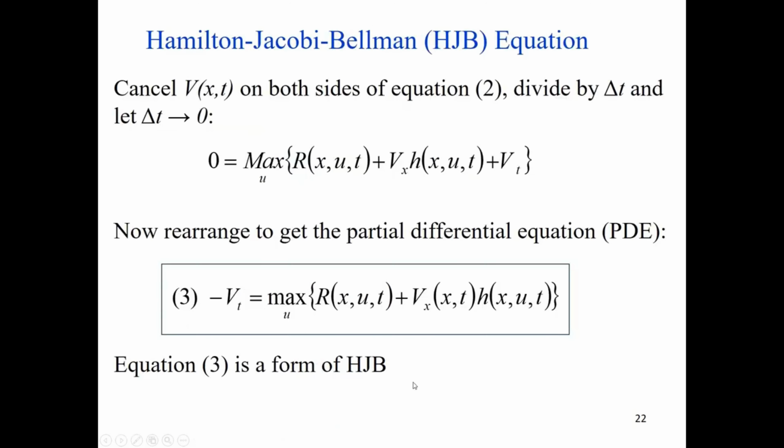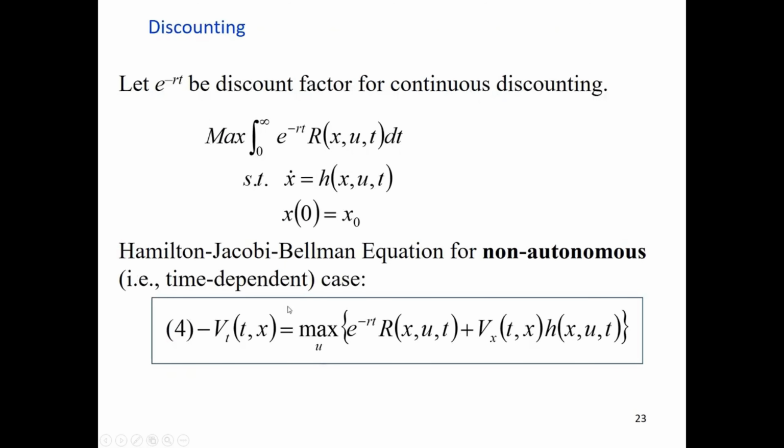We cancel the V(x,t) on both sides of equation 2, divide by delta t, and let delta t approach 0, and then upon rearranging things, we get a partial differential equation, which is known as a Hamilton-Jacobi-Bellman equation. Or at least it has that form, but you'll notice that it looks very much like what we had before in discrete time.